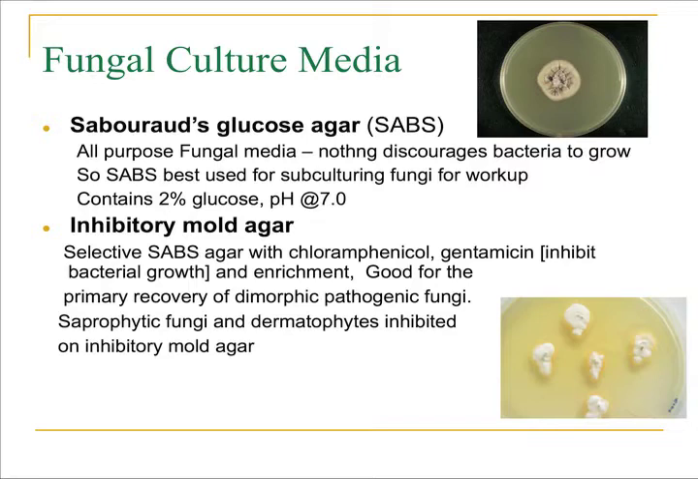The most commonly used fungal media these days is inhibitory mold agar. This is a selective SABs medium that contains chloramphenicol and gentamicin, two antibiotics that will help inhibit bacterial growth, and also some enrichment that helps nourish the growth of both yeast and mold. It's also good for the primary recovery of your dimorphic pathogenic fungi, and saprophytic fungi and dermatophytes are somewhat inhibited on inhibitory mold agar, helping the more pathogenic fungi grow.